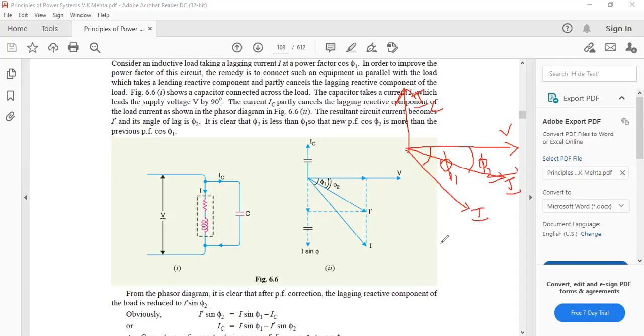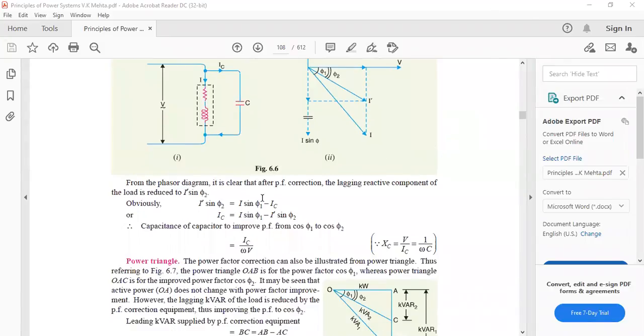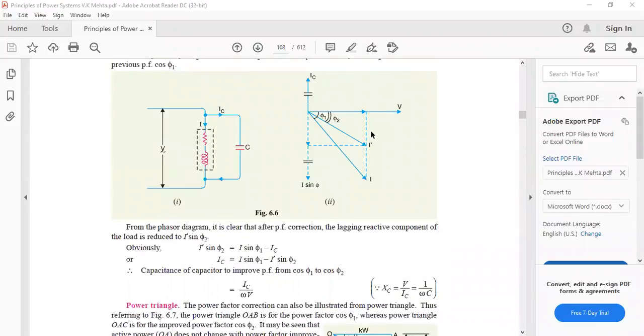So we are analyzing the phasor diagram. This is the reactive component that the capacitor has supplied. This is the previous component before the installation of the capacitor. After the installation, it changed like this. Now, what is the change in the reactive power component that has occurred? We are going to calculate that now. How much improved? It was improved to I dash sine phi 2.